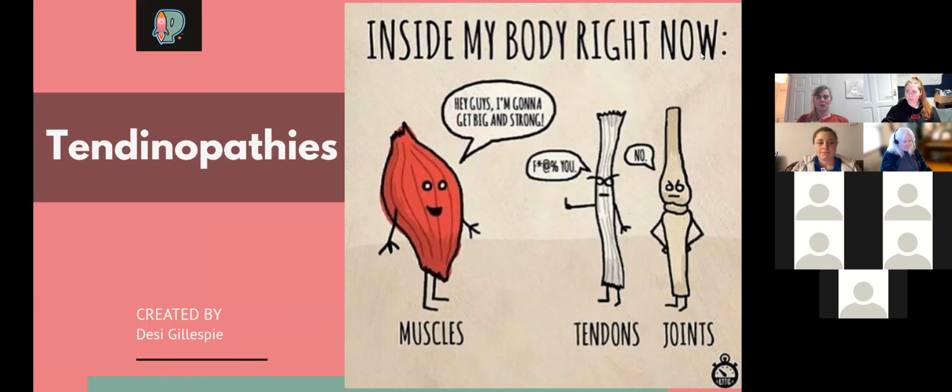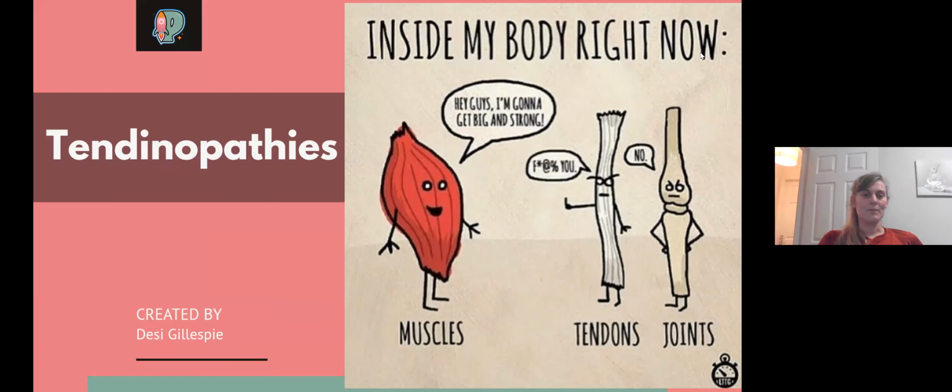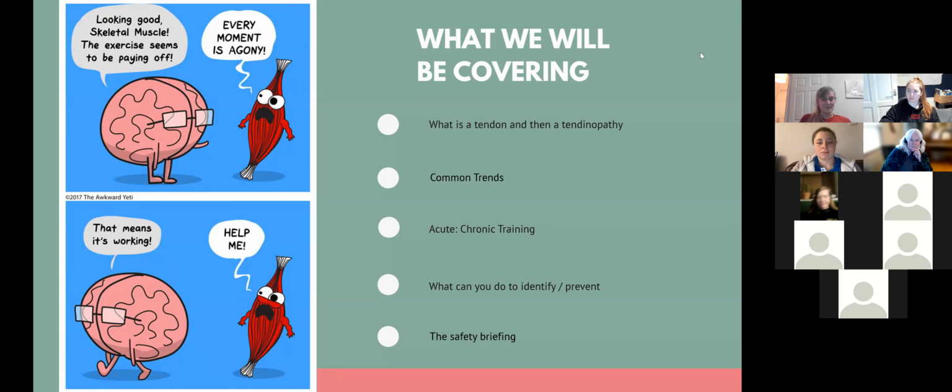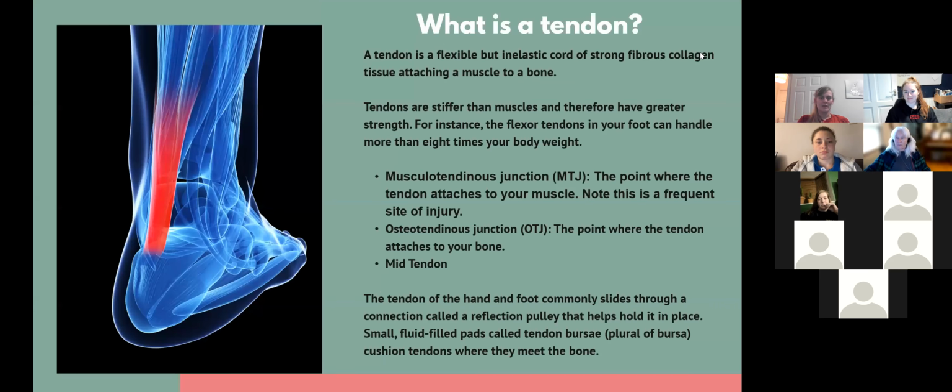Cool. All right. So tendinopathy is probably the most common thing that I see in my physio practice. So today, basically, we're going to go over what is a tendon? Let's go with the basics. And then what is a tendinopathy? What are the common trends? And then training loading. What can you do to identify and prevent it? And then always there's the safety police brief.